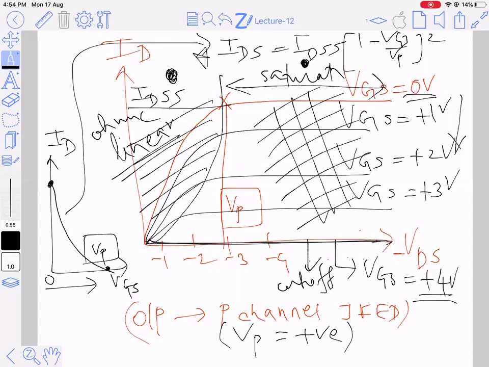So we have finished with the JFET part. In the next lecture, we will be starting off with MOSFET. We will understand the construction, working, and VI characteristic of enhancement MOSFET.